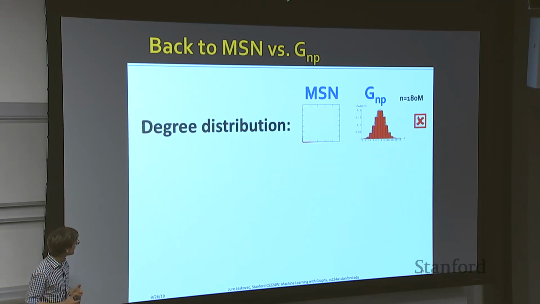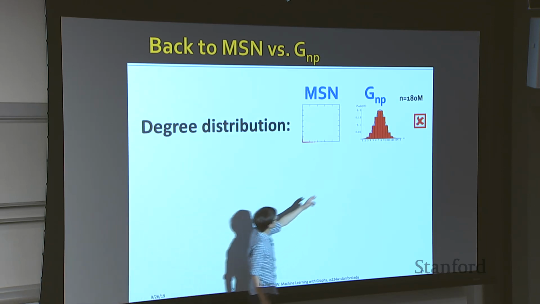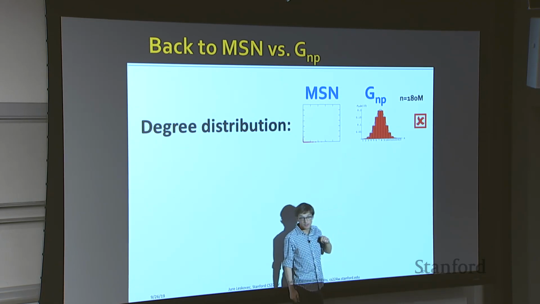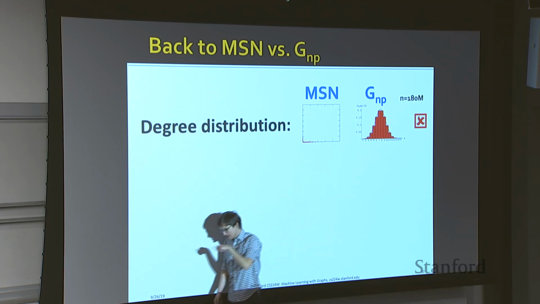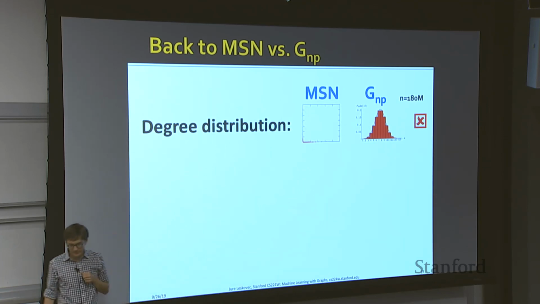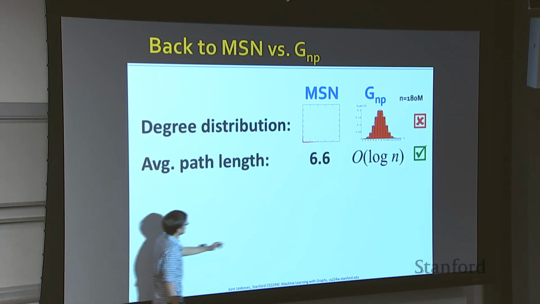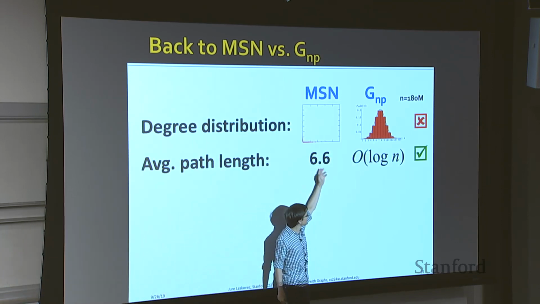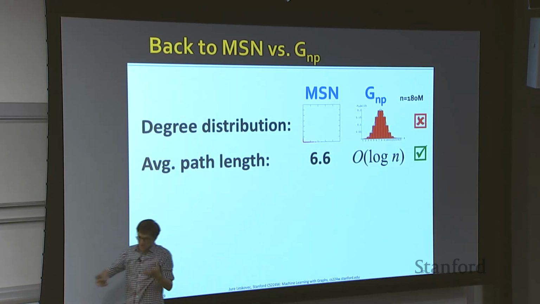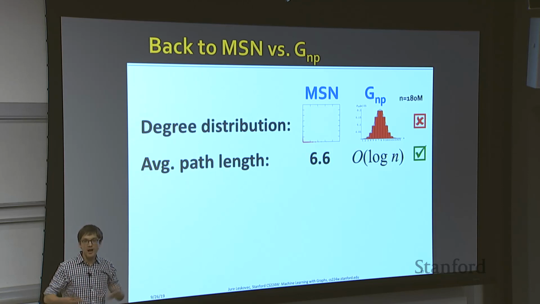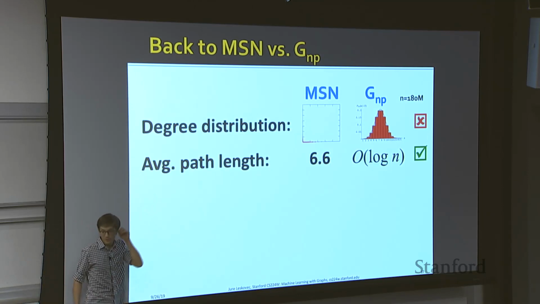So in terms of degree distribution, we saw that the two couldn't be more different, right? The random graph will have this type of bell-shaped degree, and my MSN network has just like degrees along the axis of the histogram. Then for the shortest path length, we saw that MSN has about 6.6, and random graphs have about log n, which seems right. It's small. It's exponentially smaller than the size of the graph. So let's say that this looks good, right?